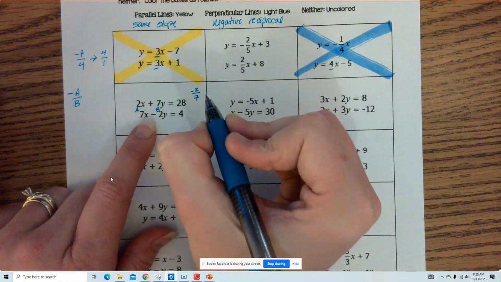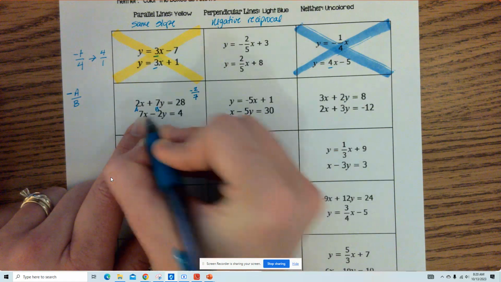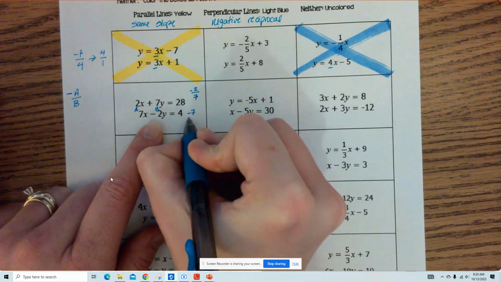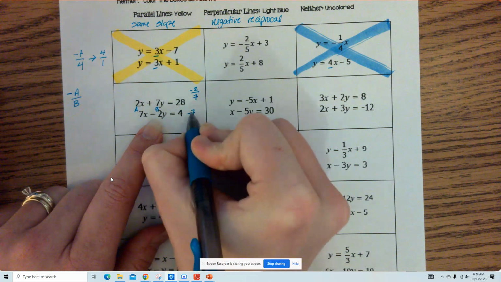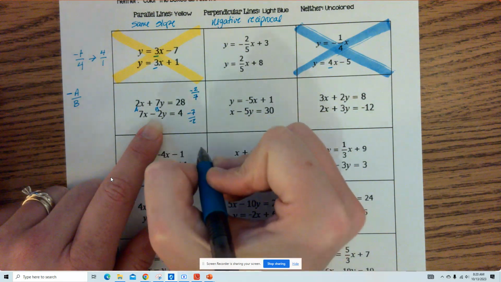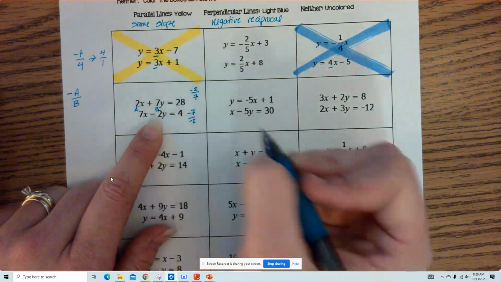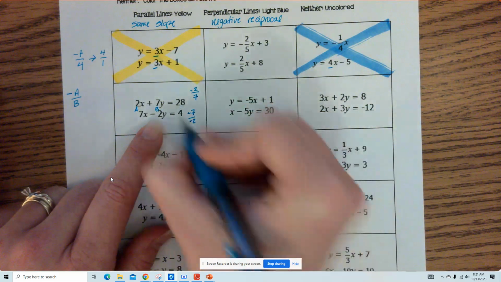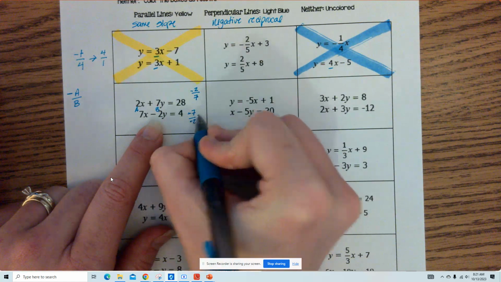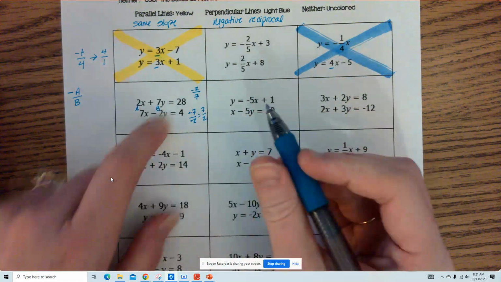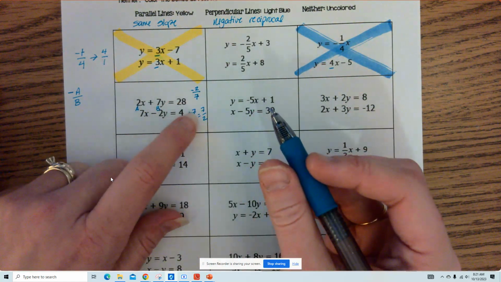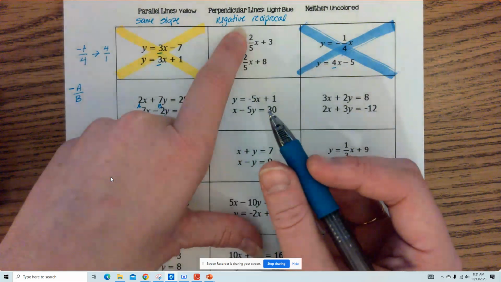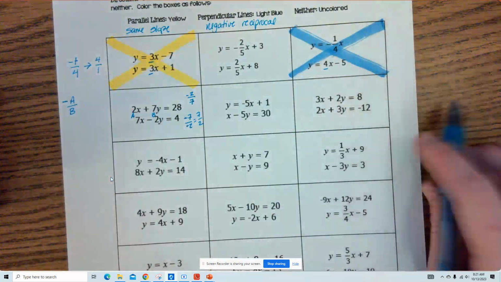So if we do this one, negative a would be a negative 7, b is a negative 2. But what happens on a fraction if the top and the bottom are both negative? They cancel. So technically that's positive 7 over 2. So is negative 2/7 and positive 7 over 2, are those negative reciprocals? Yes.